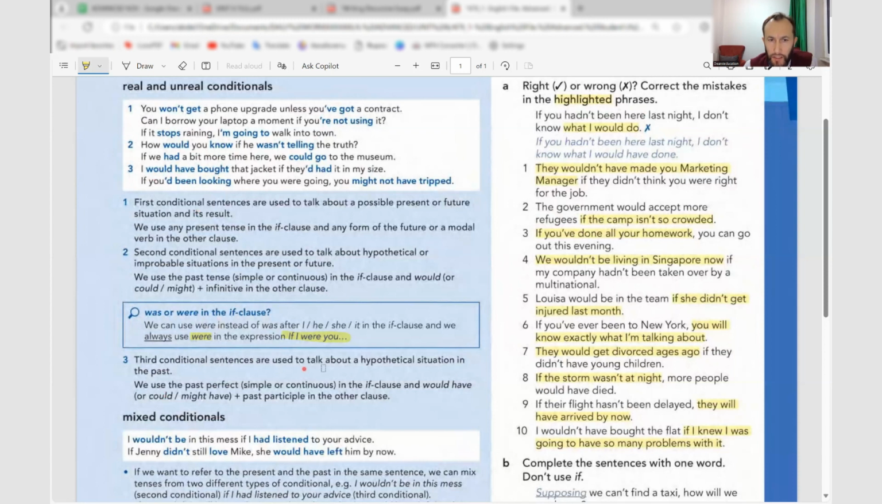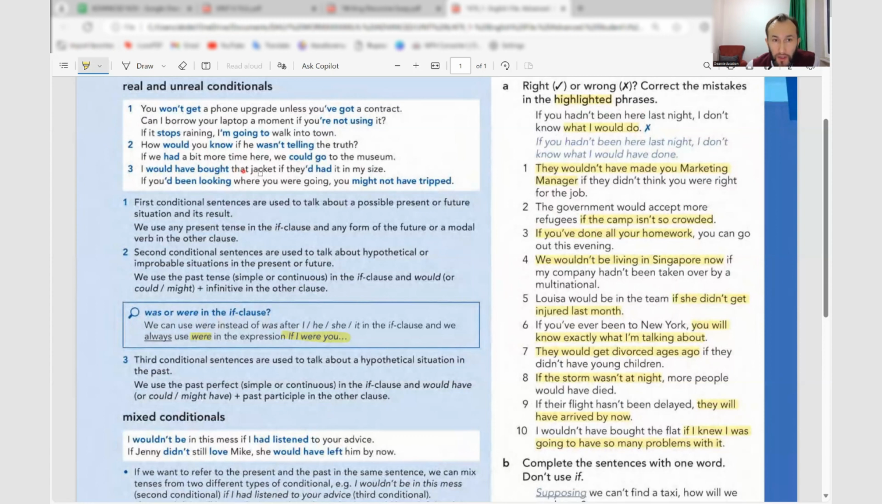the third conditional sentence is used to talk about hypothetical situations in the past, you see? Second conditional, present and future. Third conditional for the past. Both of them imaginary situations. We use past perfect simple or past perfect continuous in the if clause. Would have or could have or might have plus past participle. As I said, continuous form, we can also use it, like I would have been doing something, but they didn't show it here.